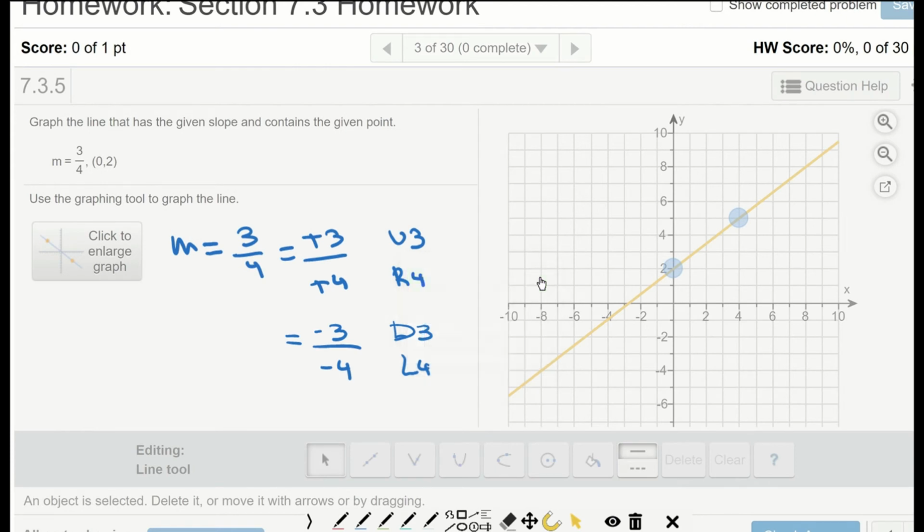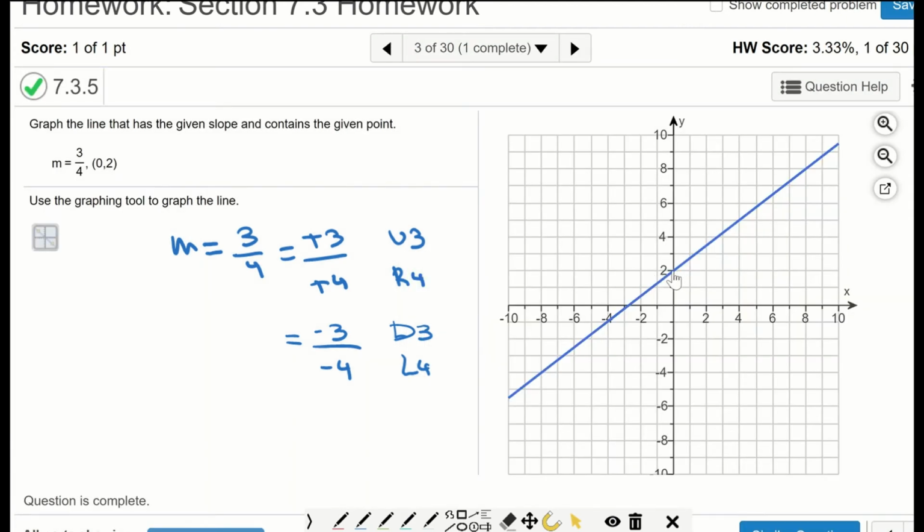Notice we could have also, starting at 0, 2, gone down 3. In other words, we could have done this. We could have gone down 3 and then left 1, 2, 3, 4. See, we would have ended up on this other point, which would be another point on the line. So perfectly another good candidate for helping us graph the line.